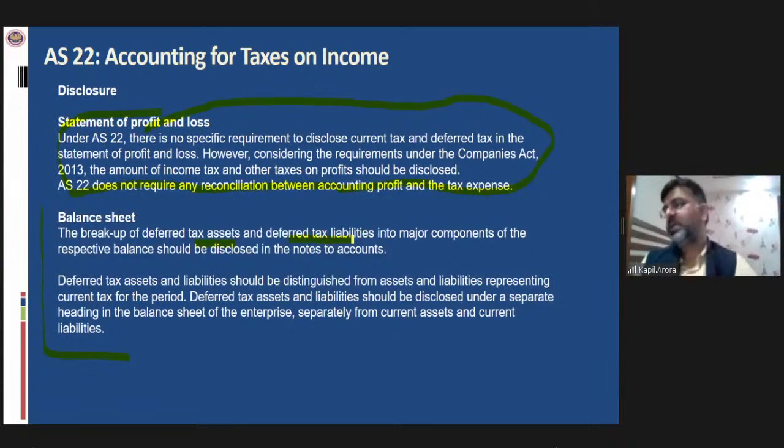So Prakash, permanent difference, nothing. Permanent difference will have a tax impact, but it will never result in deferred taxes. If there is a permanent difference, we are not required to calculate the deferred tax asset or deferred tax liability on it.